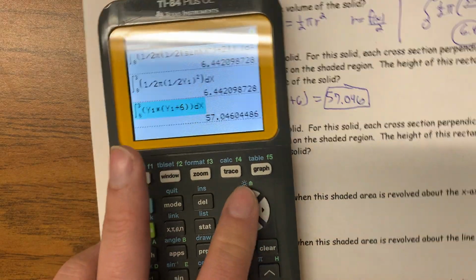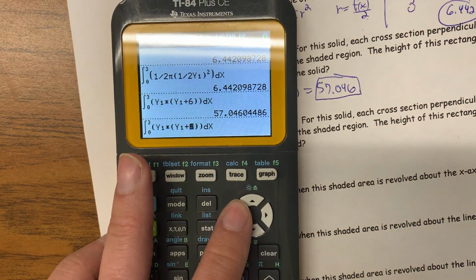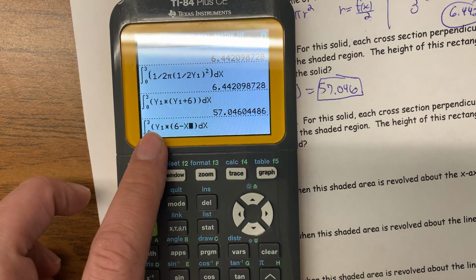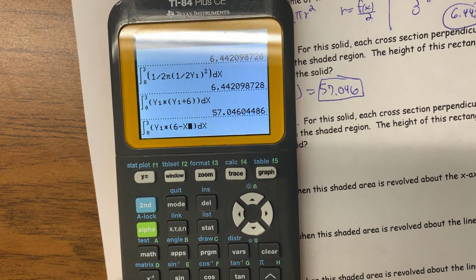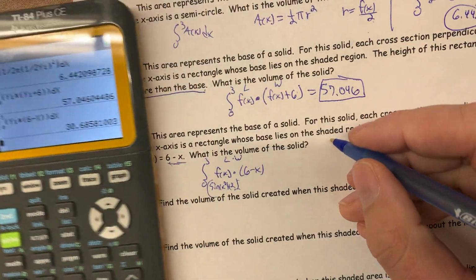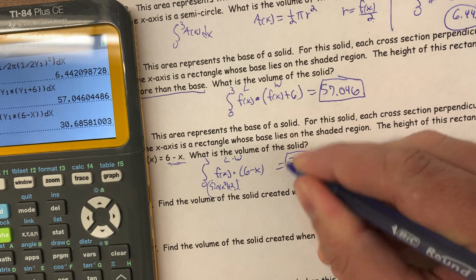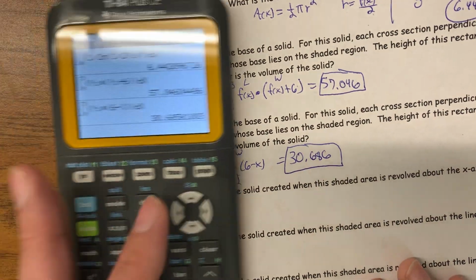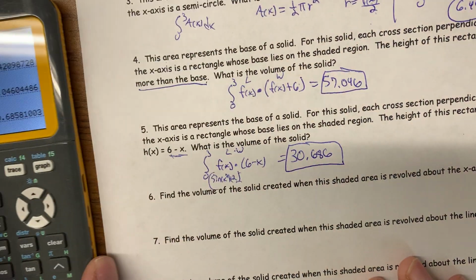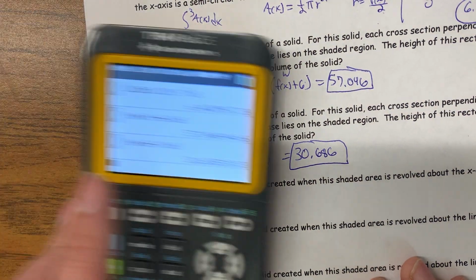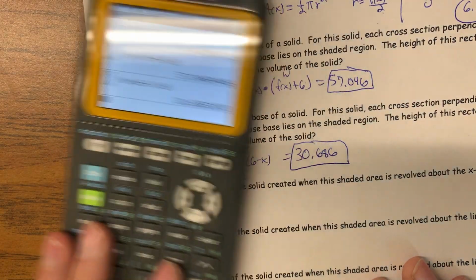So let's see. I'm just going to go up here and change this to 6 minus x. So y1 times 6 minus x, that'll give me the right answer. So it's 30.686. Or, of course, I could have typed in sine of x squared plus 2 here into my calculator, but it just makes it so much less likely that I make a mistake if I use the y variables.